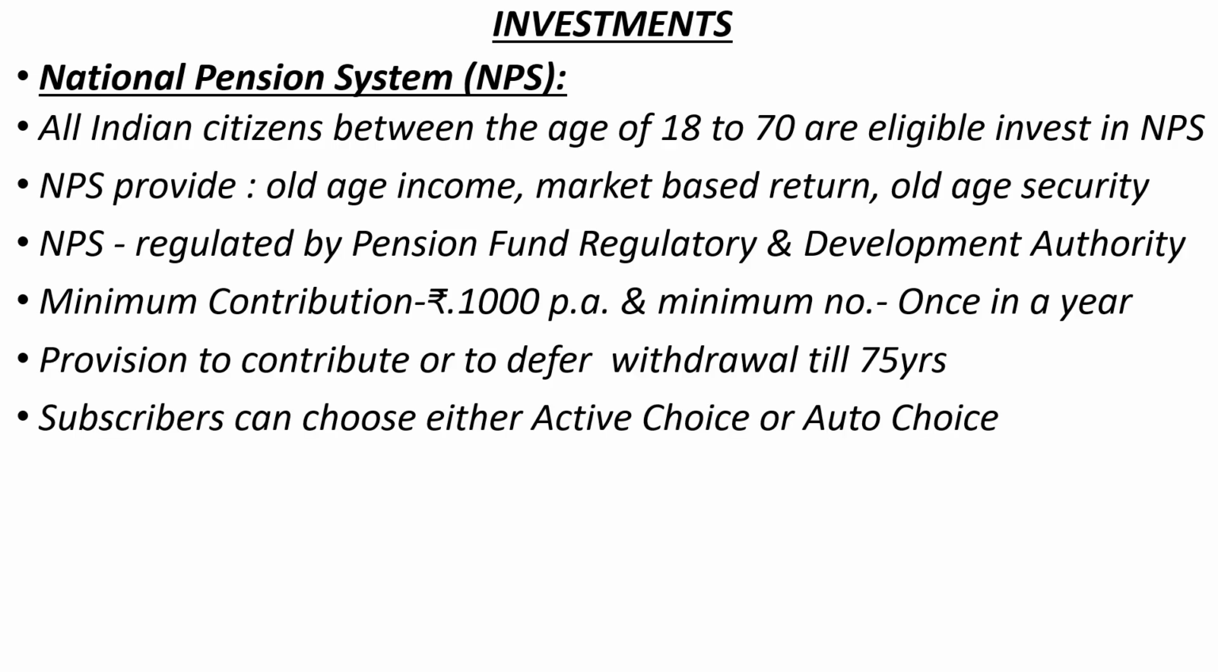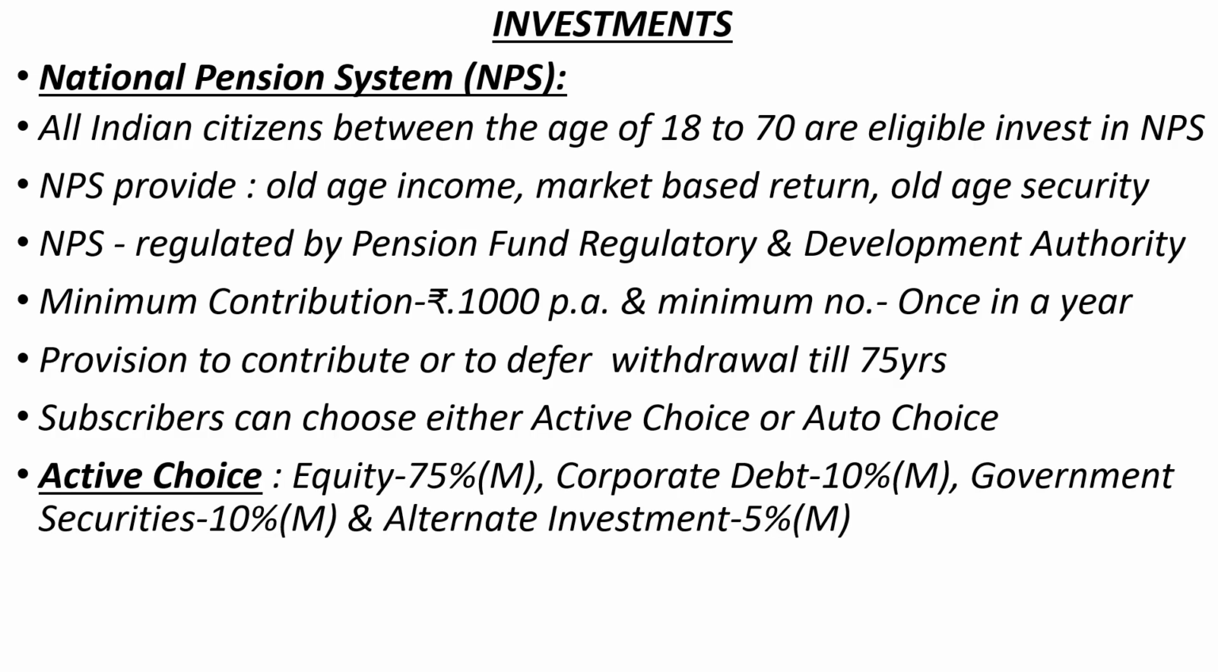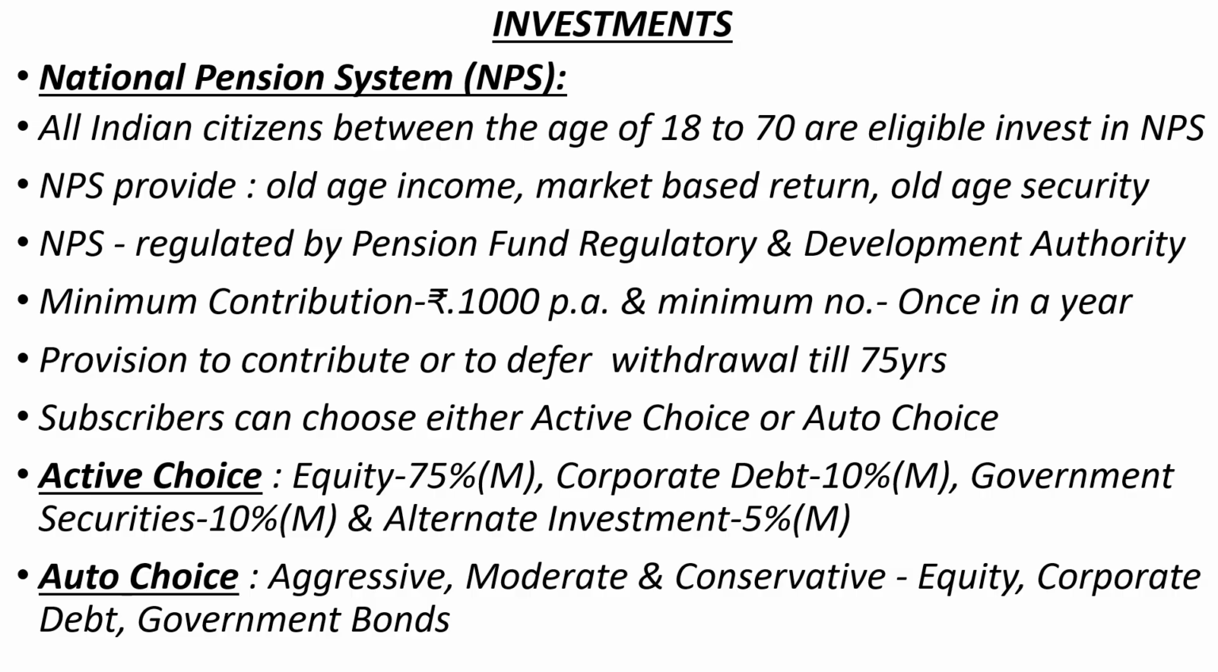Subscribers can choose either active choice or auto choice. Active choice: equity 75%, corporate debt 10%, government securities 10%, and alternative investment 5%. Auto choice: aggressive, moderate, and conservative. Equity, corporate debt, and government bonds.